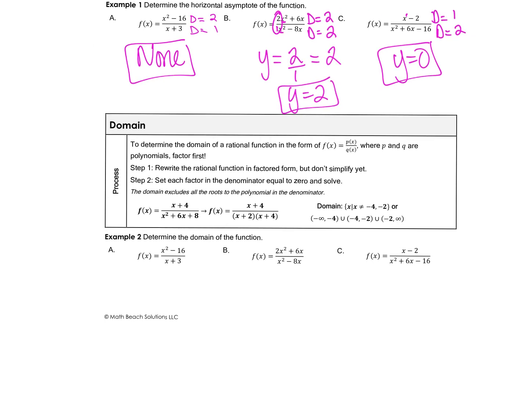Now we're going to look at the domain of a rational function. To determine the domain of a rational function, you have to factor first. So you have to factor completely, factor your numerator and denominator, and then after you've done that, you're going to set each factor of your denominator equal to 0 to solve and find the values that x cannot equal.